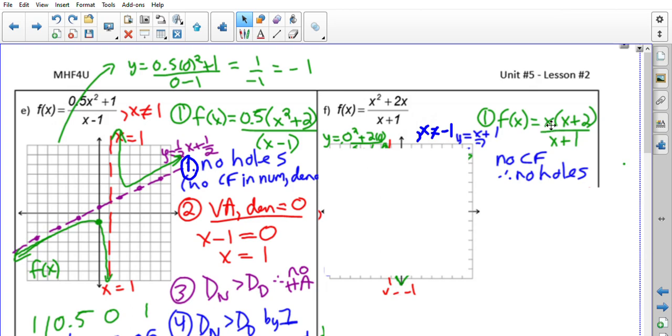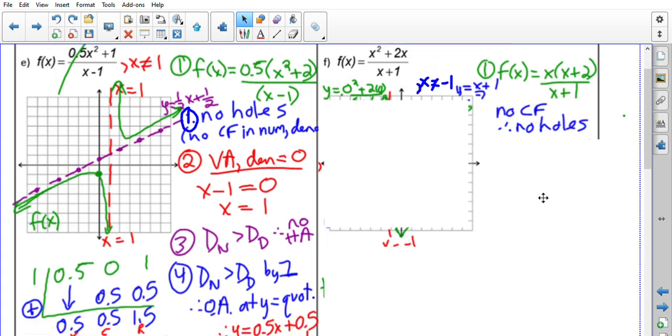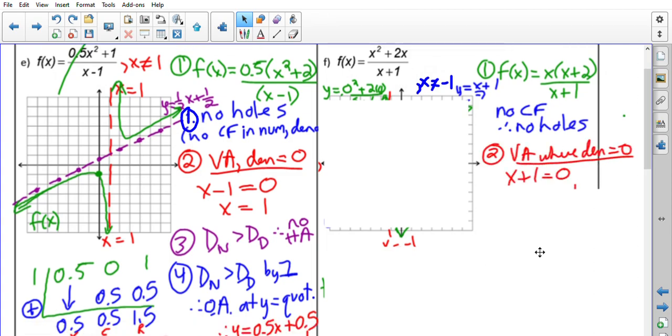We can take out a GCF of x. Unfortunately, that does not help us to see any common factors, but always factor first in case. So always good practice to do this. There are no holes. There is a denominator. The denominator would equal 0 when x is -1. So that is my vertical asymptote.